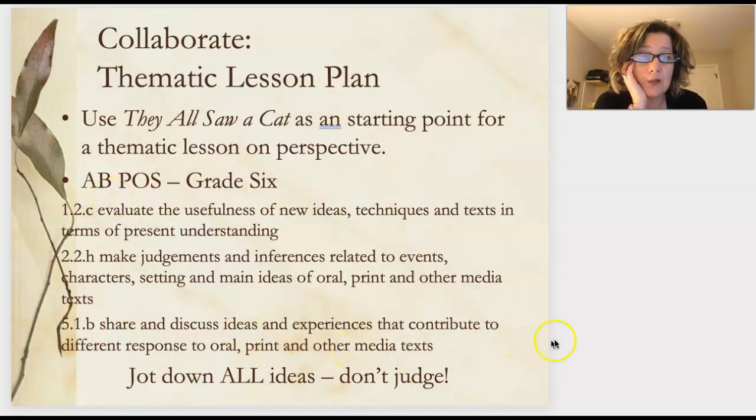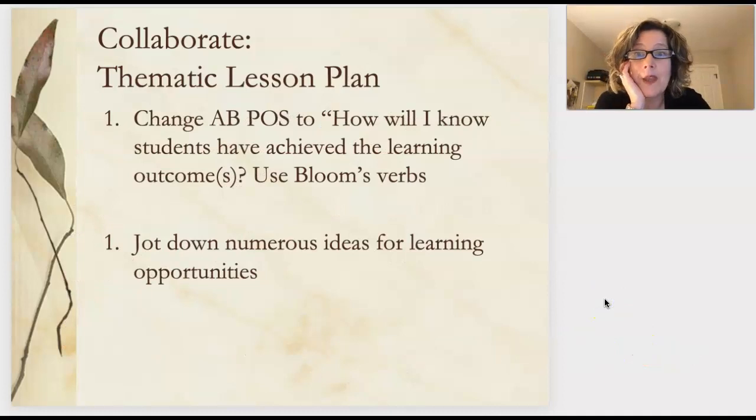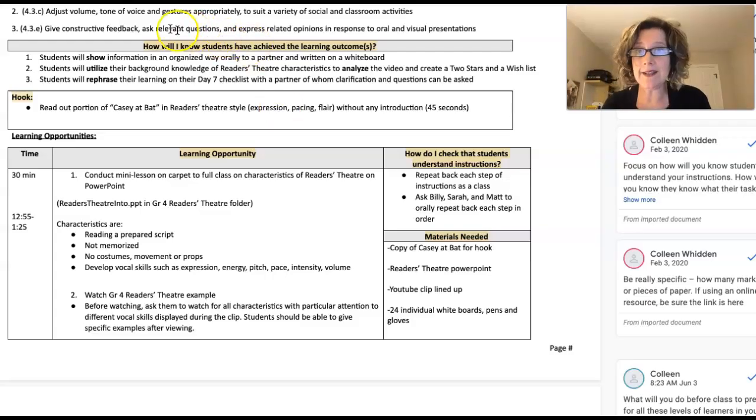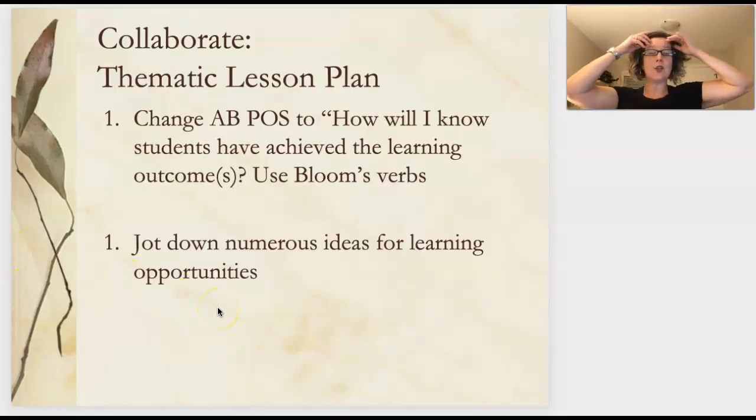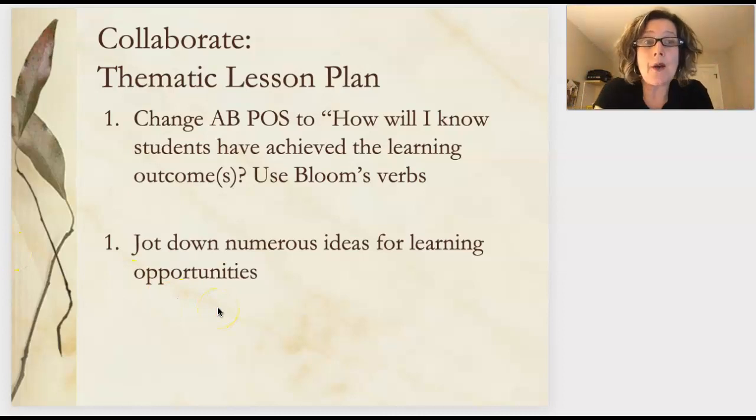What you're going to do is jot down as many ideas as you can. You're going to change those Alberta Program of Studies outcomes to How Will I Know Students Have Achieved the Learning Outcome? So again, back to this section. Can you tell I really want you to understand this? And then we're just going to jot down numerous ideas for learning opportunities. So how could you actually teach that?